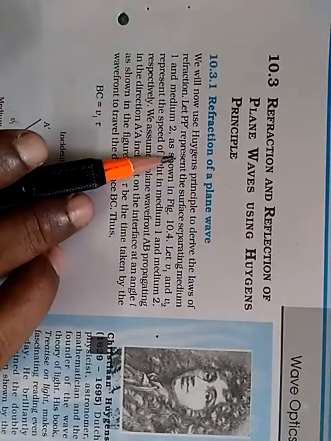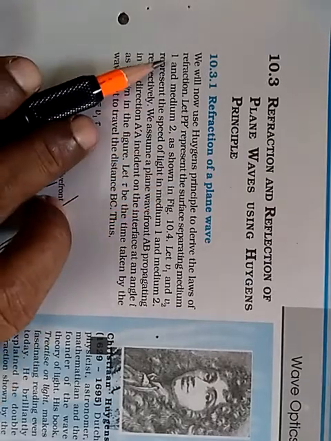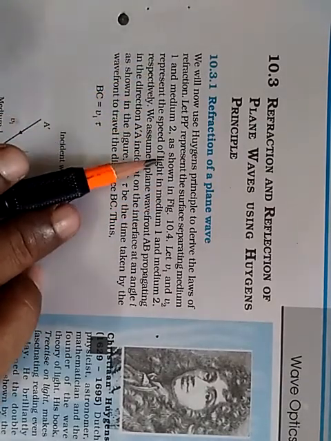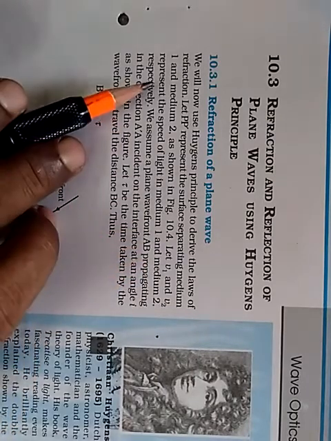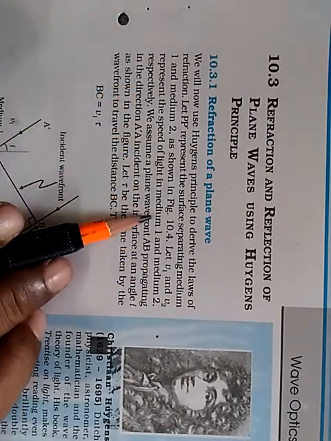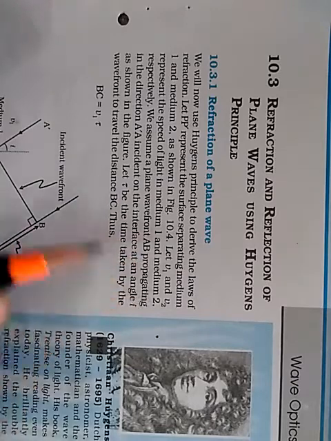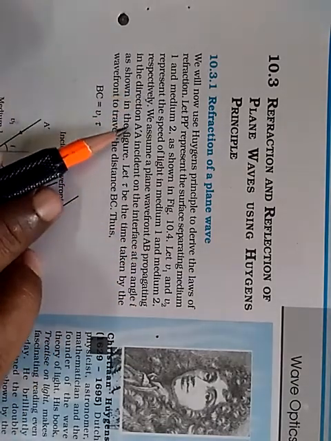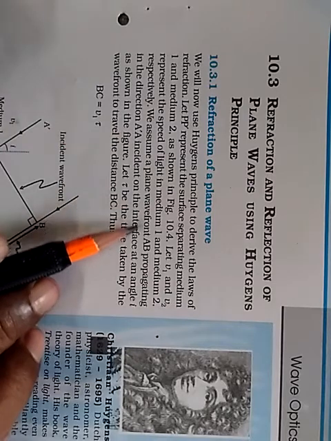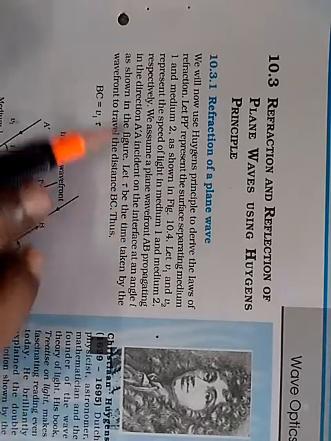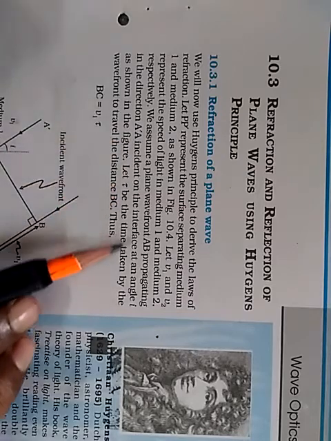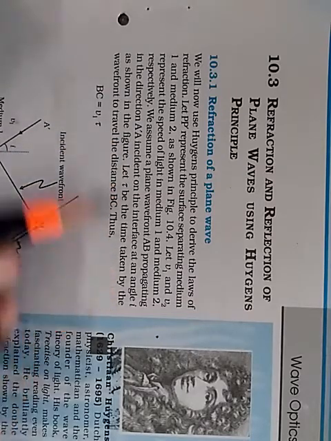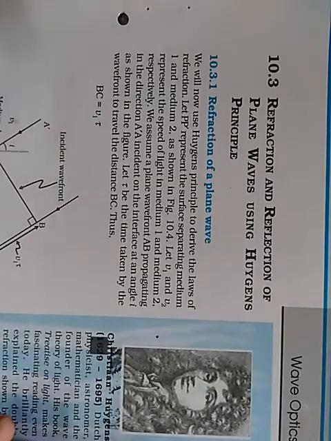Let P dash represent the surface separating medium 1 and medium 2 as shown in figure 10.4. Let V1 and V2 represent the speed of light in medium 1 and medium 2 respectively. We assume a plane wave front AB propagating in the direction A-A incident on the interface at an angle I as shown in the figure.